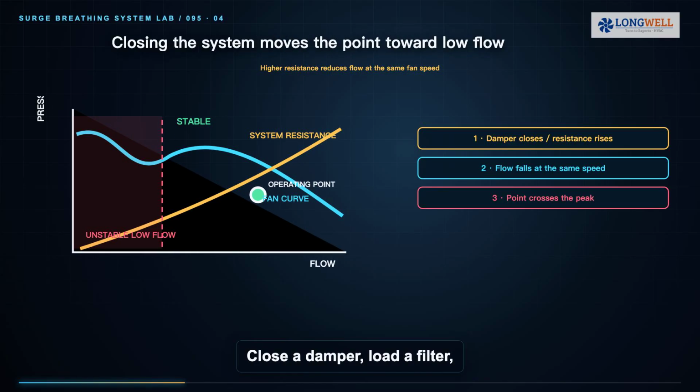Close a damper, load a filter, block an inlet, or change the process, and resistance rises. At the same speed, the point moves toward lower flow. Near or left of peak pressure, the fan may enter an unstable region.